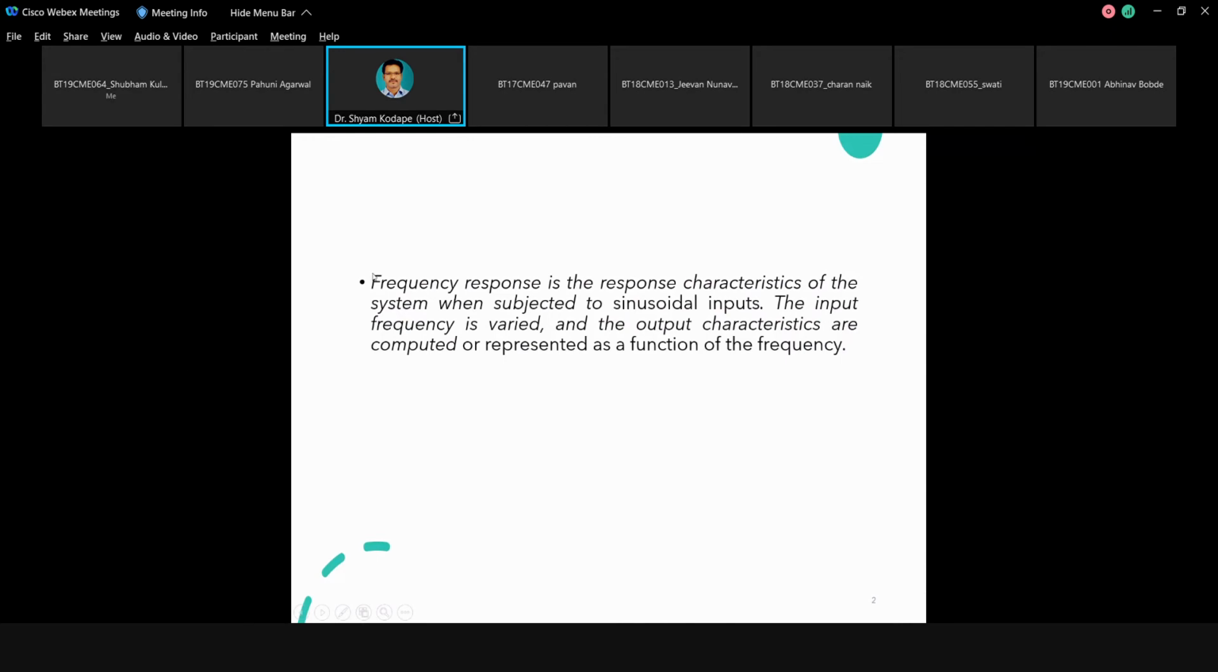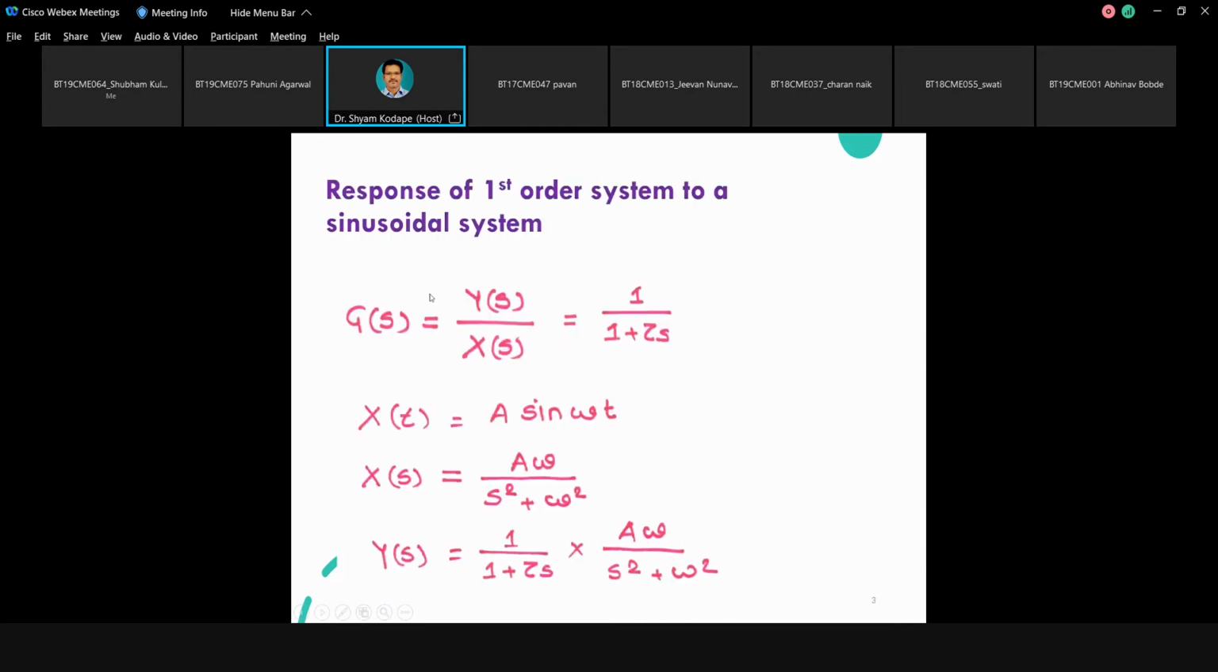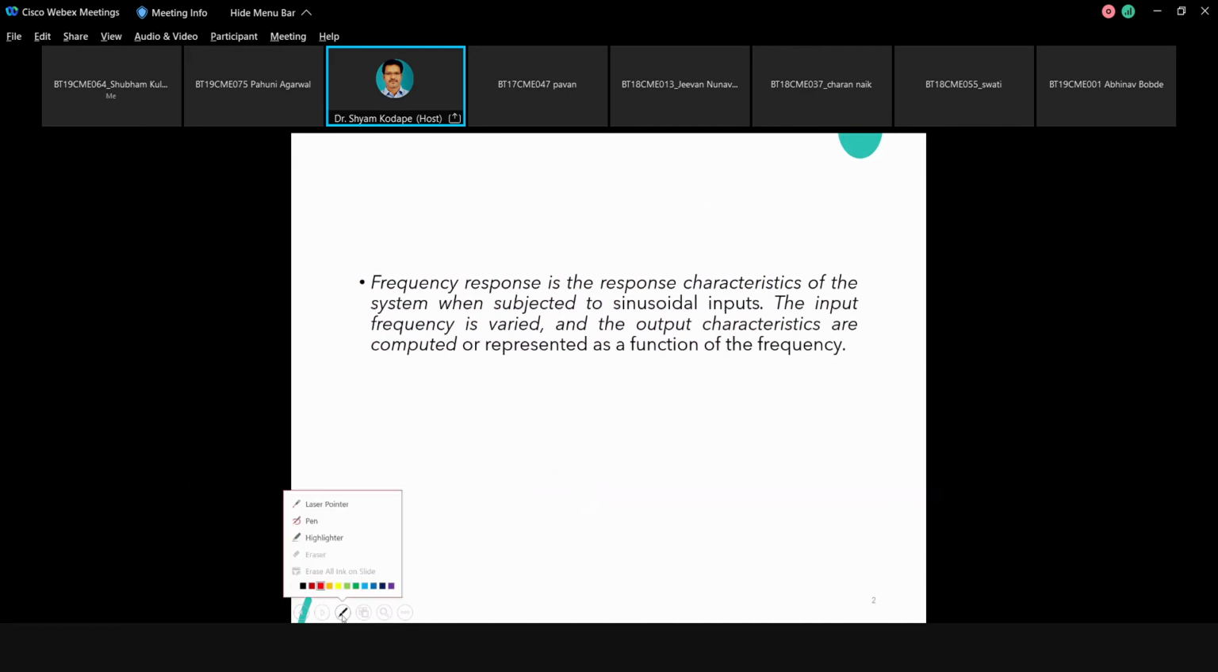So what is frequency analysis? Frequency response is the response characteristics of the system when subjected to sinusoidal inputs. As per the derivations and lectures which we have covered, we have observed that in linear systems, when subjected to sinusoidal inputs, the output is also observed in sinusoidal format. The input frequency is varied and the output characteristics are computed or represented as a function of frequency.